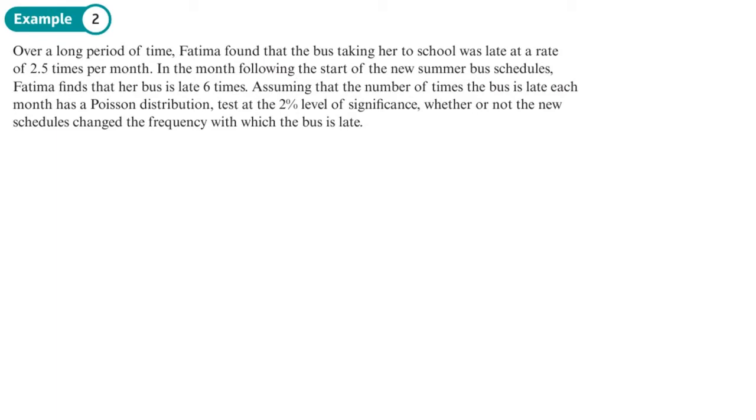Over a long period of time, Fatima found that the bus taking her to school was late at a rate of 2.5 times per month. In the following months, following the start of the new summer bus schedules, Fatima finds that a bus is late 6 times. She has observed it to be late 6 times. Assuming that the number of times a bus is late each month has a Poisson distribution, test at the 2% significance level whether or not the new schedules have changed the frequency.